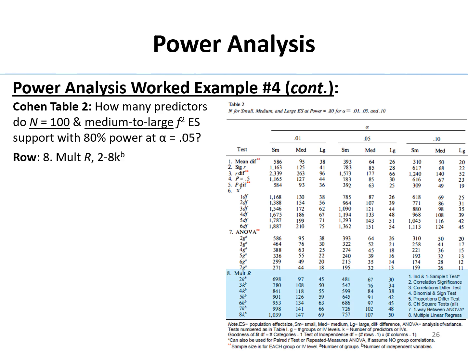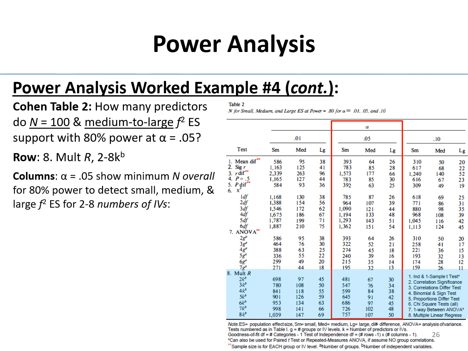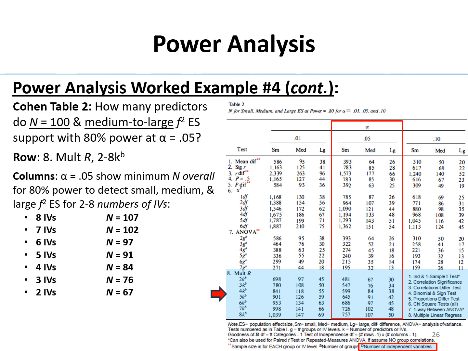So the rows for multiple correlation and multiple regression are down there. They note there's multiple rows depending on K. K is the number of independent variables or predictors that are in the model. The columns show, for alpha of 0.05, the minimum overall sample size for 80% power to be able to detect small, medium, and large F squareds for anywhere from 2 to 8 independent variables or predictors. There's those rows. So again, K stands for the number of independent variables or predictors in the model. And we want to know how many predictors we can support with this sample size and effect size. So there's all the numbers.